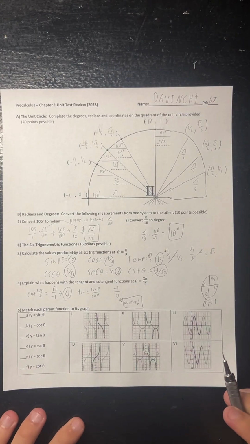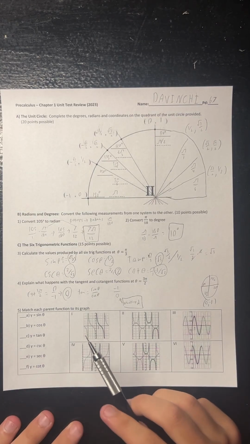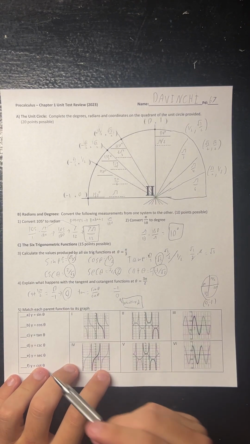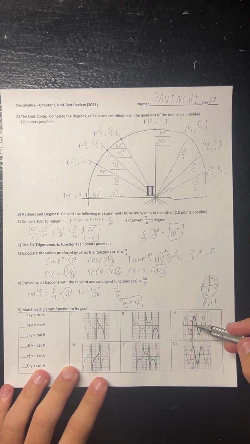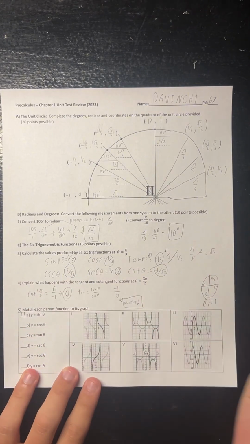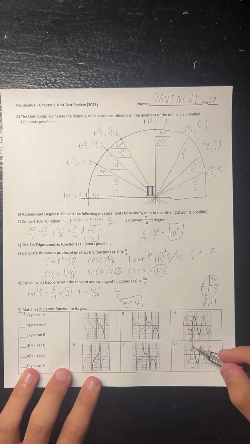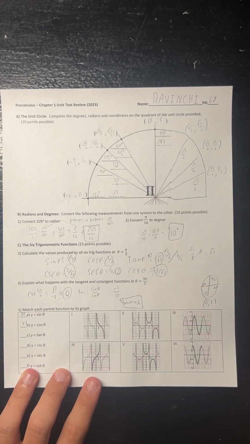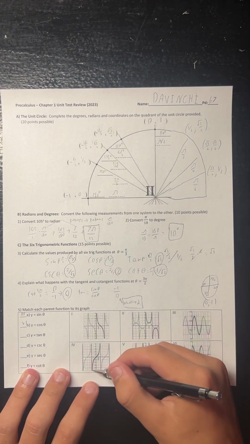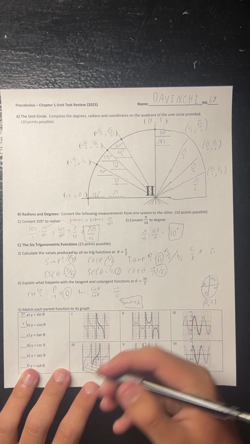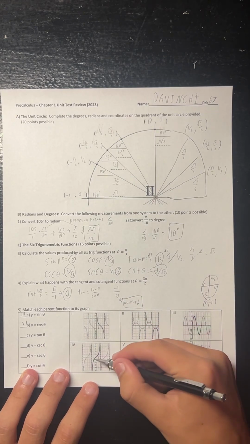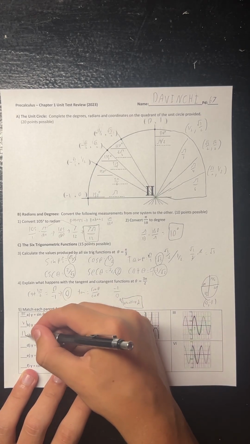Okay, the next one asks to match each parent function to its graph. So let's start with sine theta. Sine starts at 0, and yeah, so this is 3. You kind of should just know this. Cosine, well, it looks like this. So this is VI. Tangent goes up and right. The reverse goes up and left, or down and right, you could think. So up and right is tangent, so this is IV.